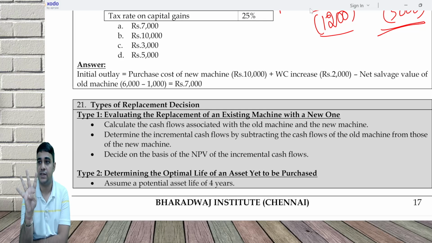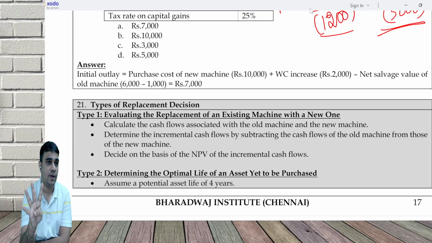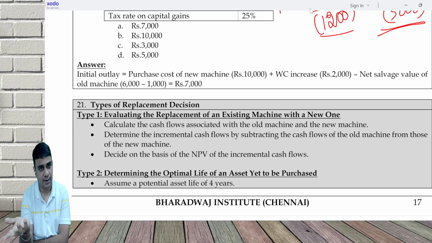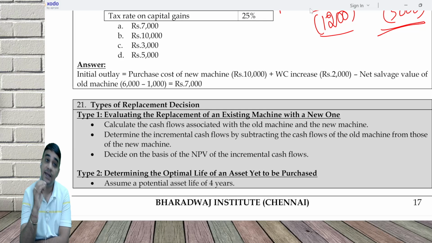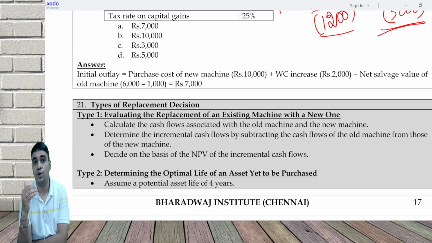The life is 4 years, let's assume. If the life is 4 years, calculate what is the EAB if you use it for 1 year. What is the EAB if you use it for 2 years? For 3 years? What is the EAB if you use it for 4 years, or EAC? Whichever has the highest EAB or whichever has the lowest EAC is the optimum life of a car.